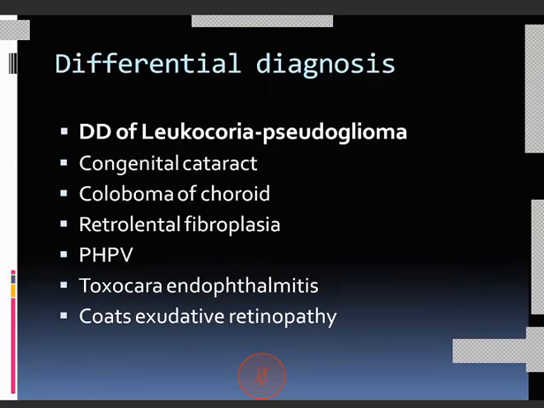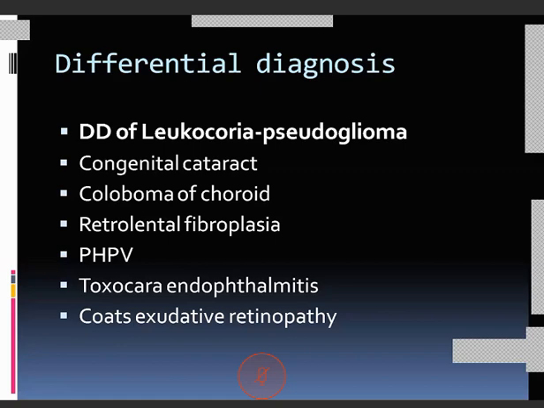Then what is the differential diagnosis for retinoblastoma? So the differential diagnosis of leukocoria. I told you, white pupillary reflex. Previously retinoblastoma was known as glioma. So all the other conditions which are differential diagnoses for retinoblastoma are known as pseudoglioma. Under pseudoglioma we have congenital cataract, and then coloboma of the choroid, and then retrolental fibroplasia that is seen in retinopathy of prematurity.